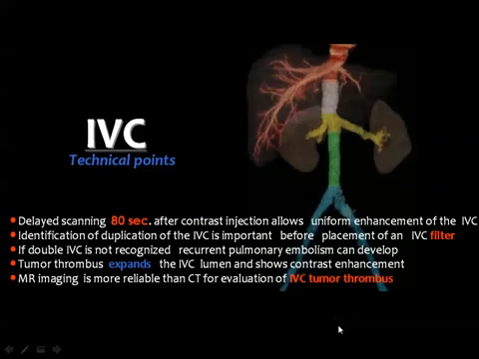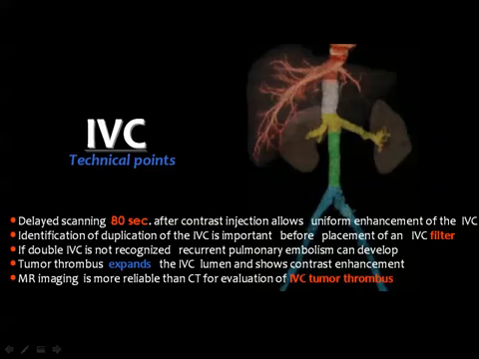There are some important issues about the IVC, considering the presence of double IVC, and this is very important whenever you are going to place a filter because of thrombosis within the IVC, and you should be aware if the IVC is single or double.